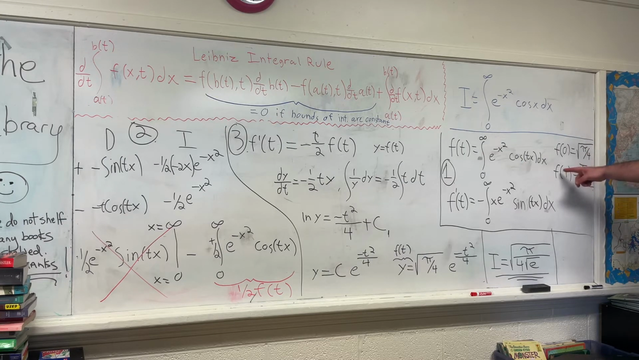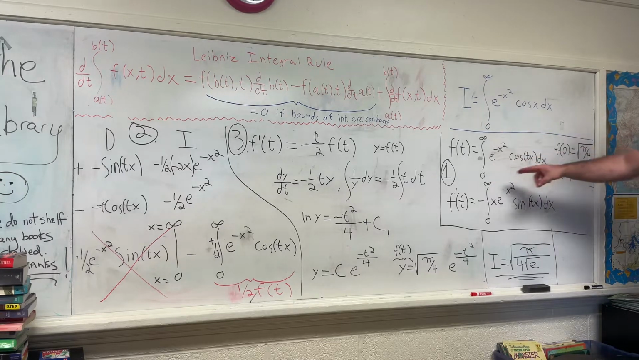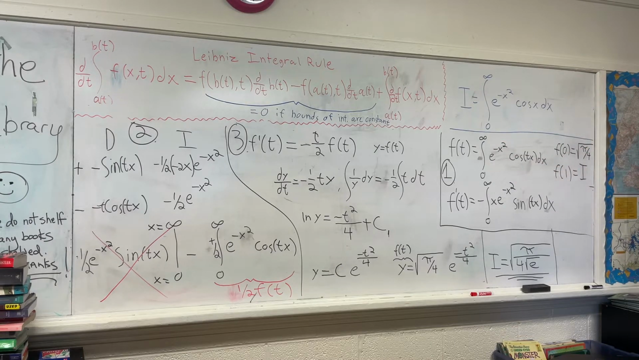Next thing is to evaluate f at 1 to get I. That will be our final step. If we can find a good representation for f of t, and then plug in 1 for t, we will have our original integral. So the next step is to use the Leibniz rule written up there to take a derivative with respect to t of f of t.